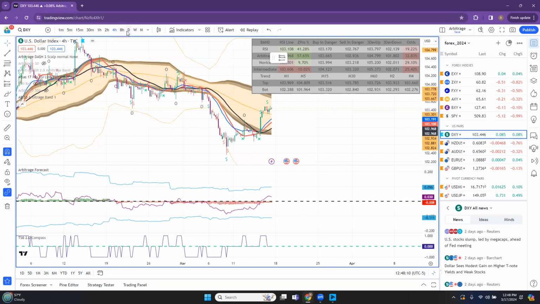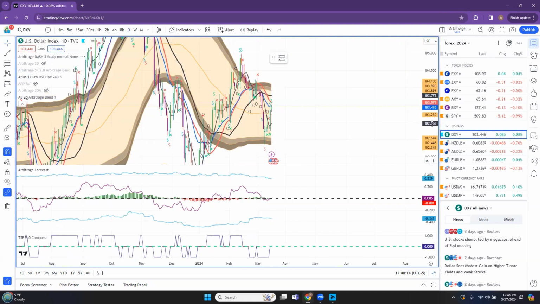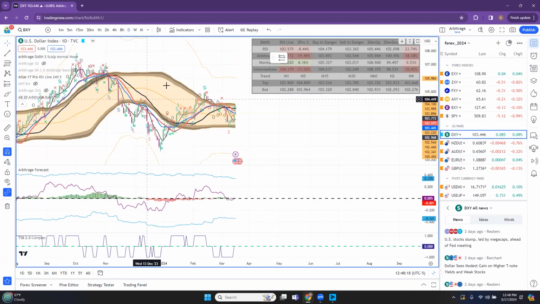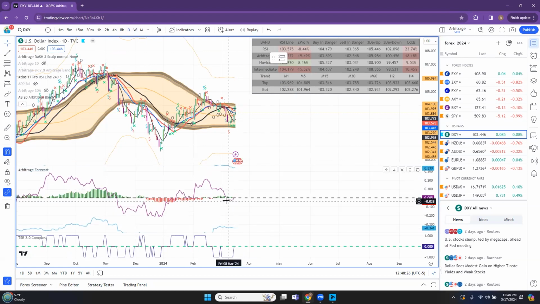Going to our daily time frame, there's a different forecast, because each time frame has its own candles and its own forecast based on what's going on with the arbitrage band. On the daily time frame, the dollar looks like it wants to have an uptrend as well. On top, sideways, and bottoms, it's sideways now, and everything's hugging that line.